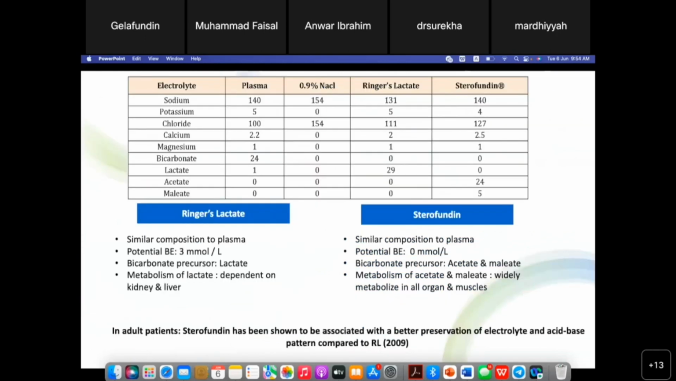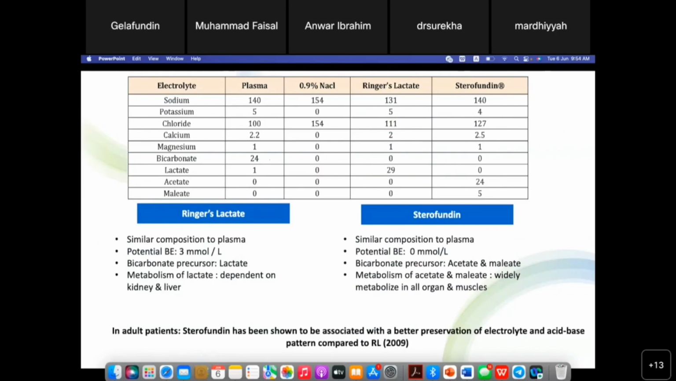Okay, so moving on, this is just a bit about the difference between Ringer's lactate or Hartmann's and Sterofundin. So essentially, both of these are balanced solutions. So they have similar composition to plasma. Sterofundin is more expensive. Okay, Ringer's lactate basically has a base excess, and the bicarbonate precursor is actually lactate.